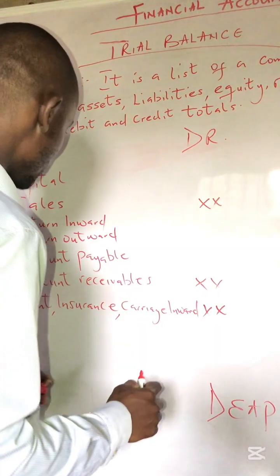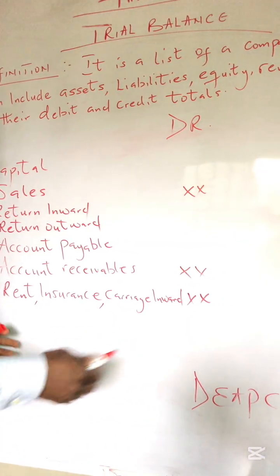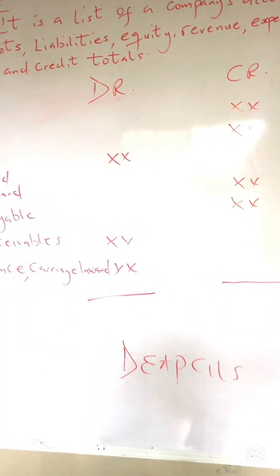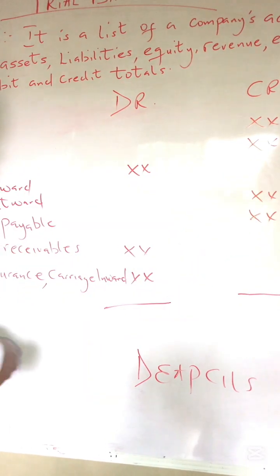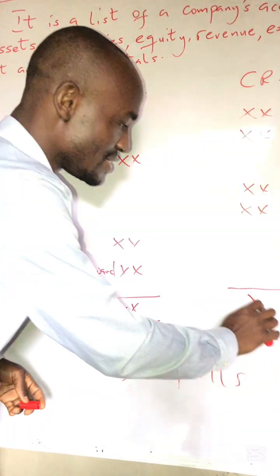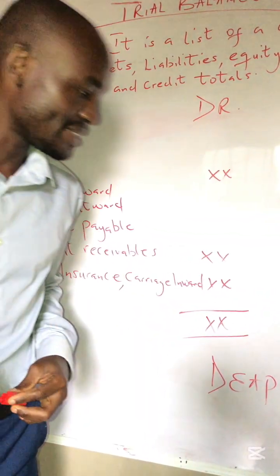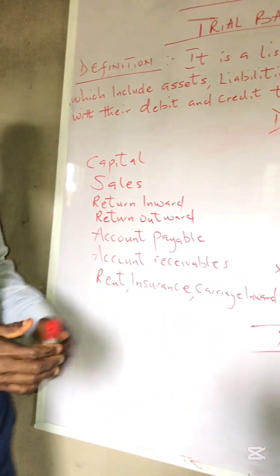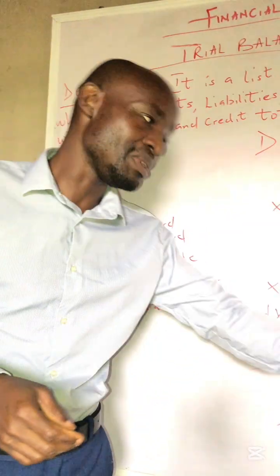But the most important thing is that by the time you are doing your summation, adding the two sides, they must be balanced. That's why we call it trial balance. When you add the debit side and the credit side, the two sides must be the same figure. If the two sides are not the same, that means you are doing something incorrectly. That's the essence of trial balance: the two sides must be balanced.